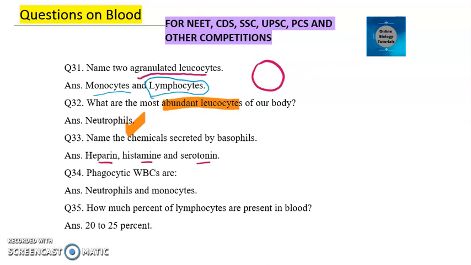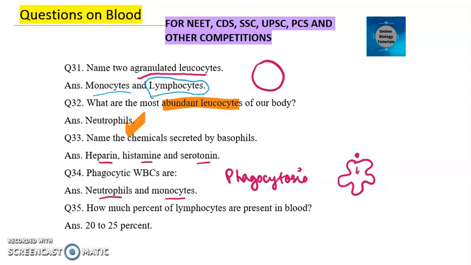Question number 34. Phagocytic WBCs are. Phagocytic means the ones that will be doing the function of phagocytosis. This phagocytosis is the same process which is done by amoeba to consume the food in, right? Similarly, the germs, the antigens, the foreign particles that invade our body, they are phagocytosed by WBCs. And which are those? These are neutrophils and monocytes.